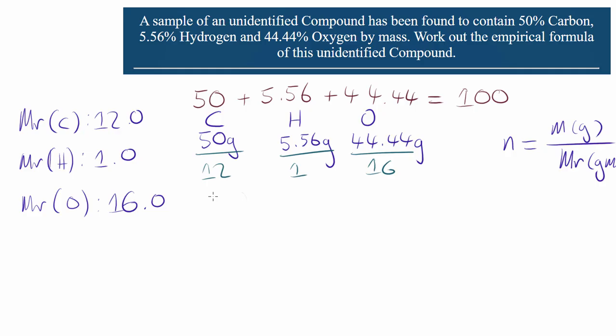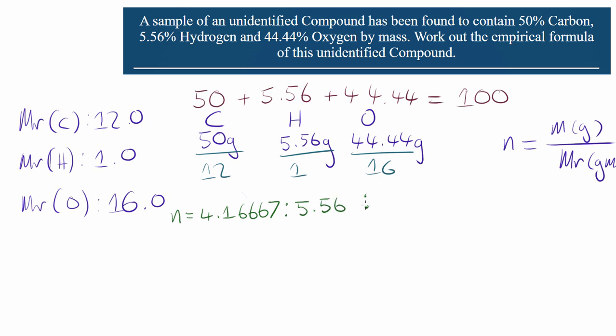At this point I would encourage you to have a go and see what you get when you calculate these. If we run that calculation, what you should find for the moles is that carbon gives us 4.1667, and for hydrogen, we're dividing by 1, so it's not going to change it. It's just going to be 5.56.